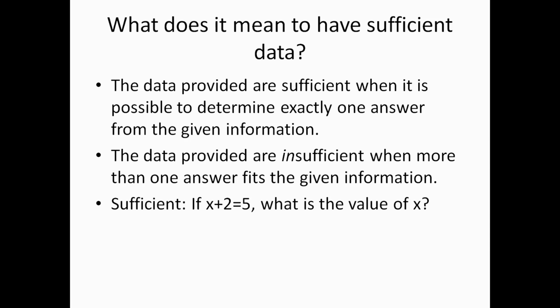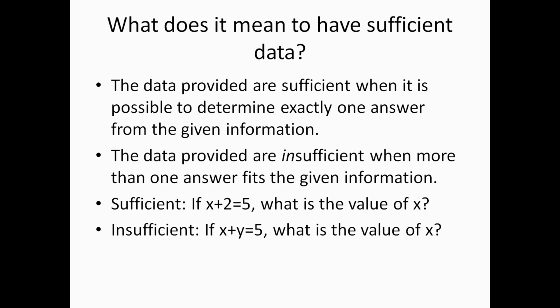In the first case, the data given are sufficient if we say, if x plus 2 equals 5, what is the value of x? Obviously, in this case, 3 is the only value that would satisfy this equation. There's no other value of x that's going to work. In this case, though, where we say if x plus y equals 5, what is the value of x? Now the data provided are insufficient to determine a unique value of x. Here, x could be 3 and y could be 2, or x could be 4 and y could be 1, x could be 5 and y could be 0. There's many different possible values for x, so here we would say the data are insufficient.